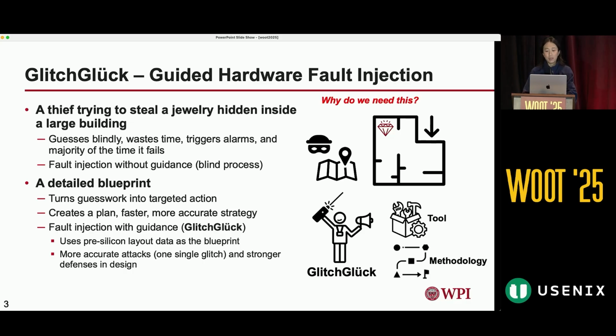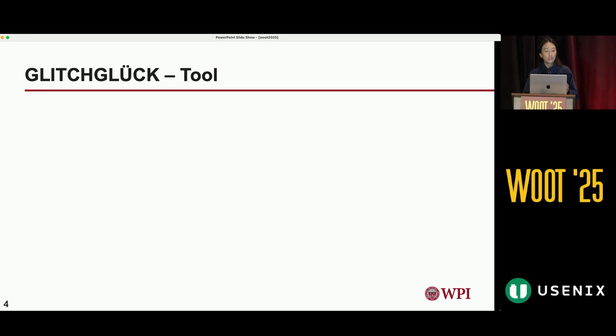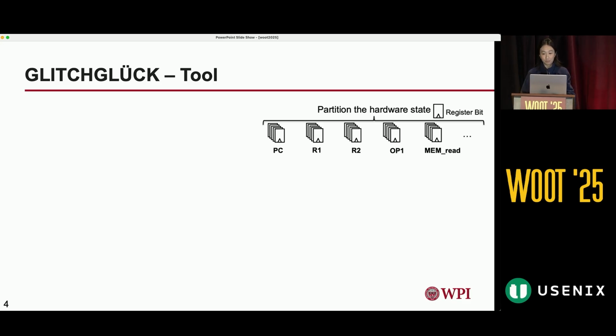And there are two aspects of GlitchGlück. The first one is the tooling aspect, where we will create and generate a novel data structure. And by having this data structure, we will be able to analyze it and then use a guided methodology to complete the attack. So now let's go into the tooling aspect of GlitchGlück.